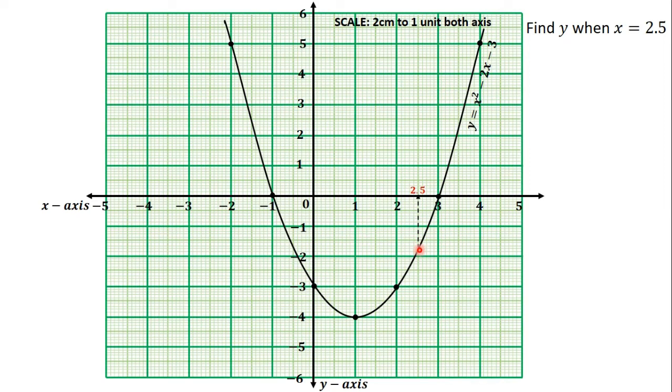Then from where it meets the curve, you draw a horizontal line to meet the y-axis, and then you read the value there. If you read the value here, you are going to have minus 1.8. So it means that from the graph, when x is equal to 2.5, y is equal to minus 1.8. You can see that it's very simple. Let's move on to the next question.